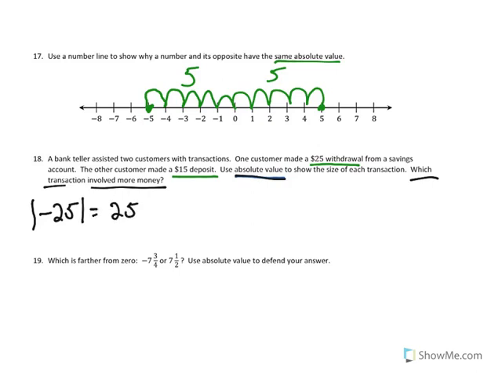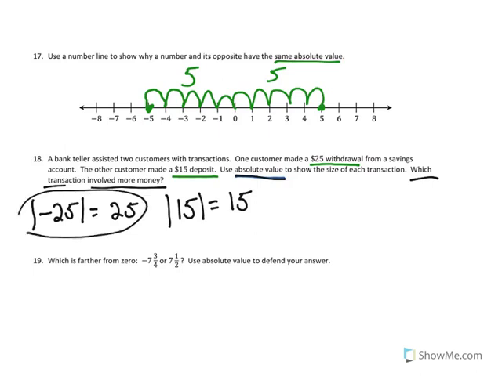We know that equals the number 25. And then the other transaction was a $15 deposit, so that would be the absolute value of +15, and that is 15. The absolute value of 15 is 15. So now we've used the absolute value. The last thing we have to do is answer the question, which transaction involved more money?